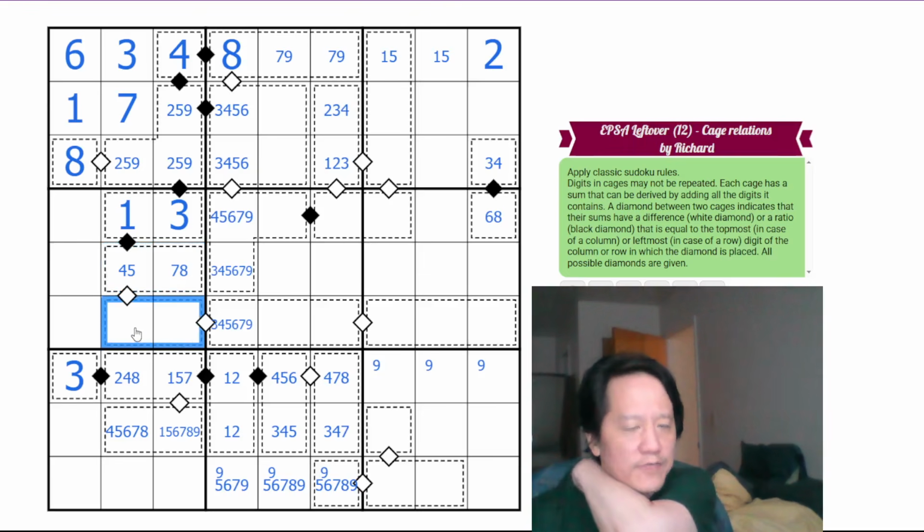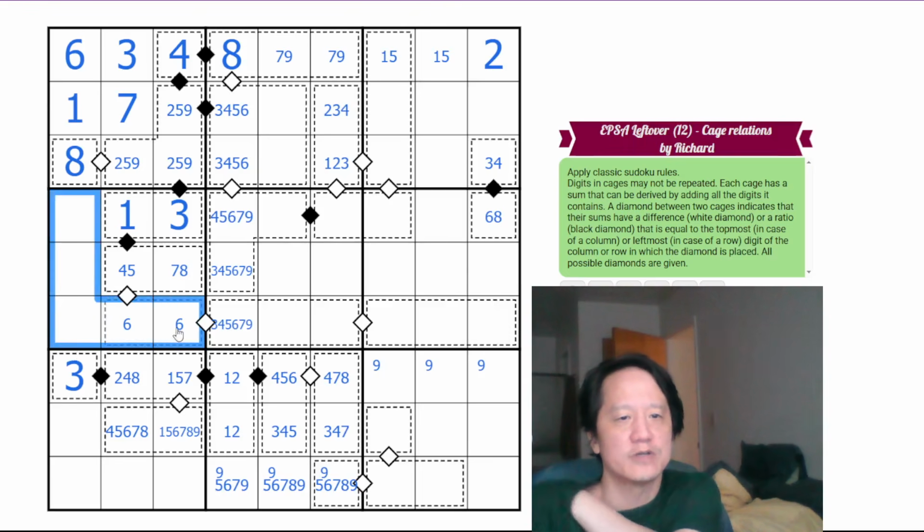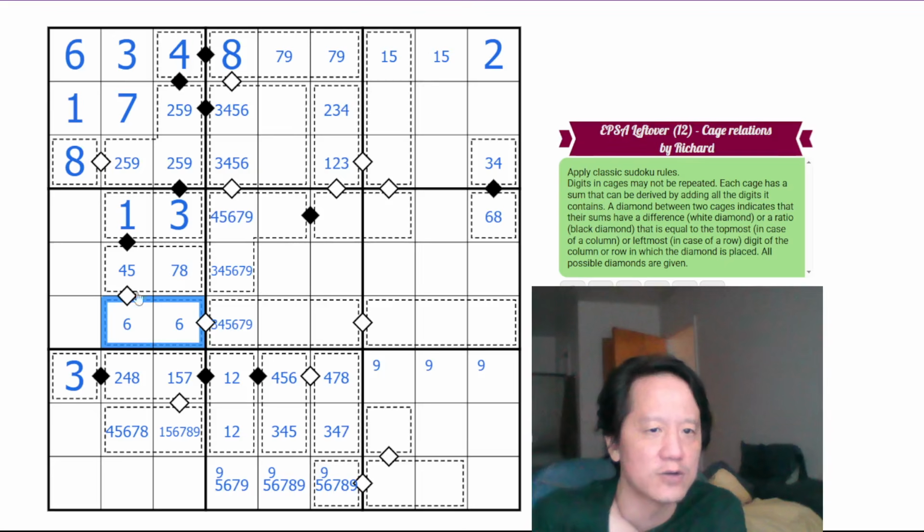That means we have to have a 6 here, because there's no other place for 6 in box 4. 12 plus 3 would be 15. 12 minus 3 would be 9. And this cannot be 9 because we have a guaranteed 6 here, and it would have to be with 3, which is impossible because of 3 in the box. So this must be 6 and 9 here.